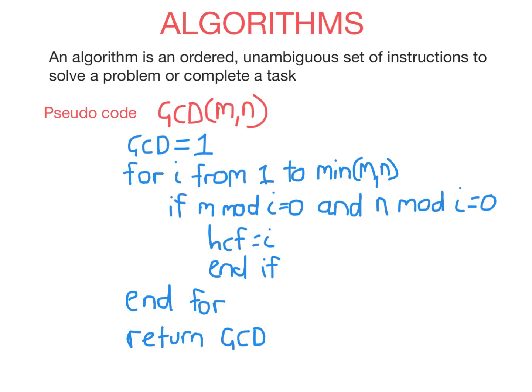We're checking every single natural number from 1 up to the minimum of these two. What if these were really large numbers, like many, many digits? This program would take a long time to run and to calculate. So that's why I say it's inefficient. Let's look at a more efficient algorithm for calculating the highest common factor.